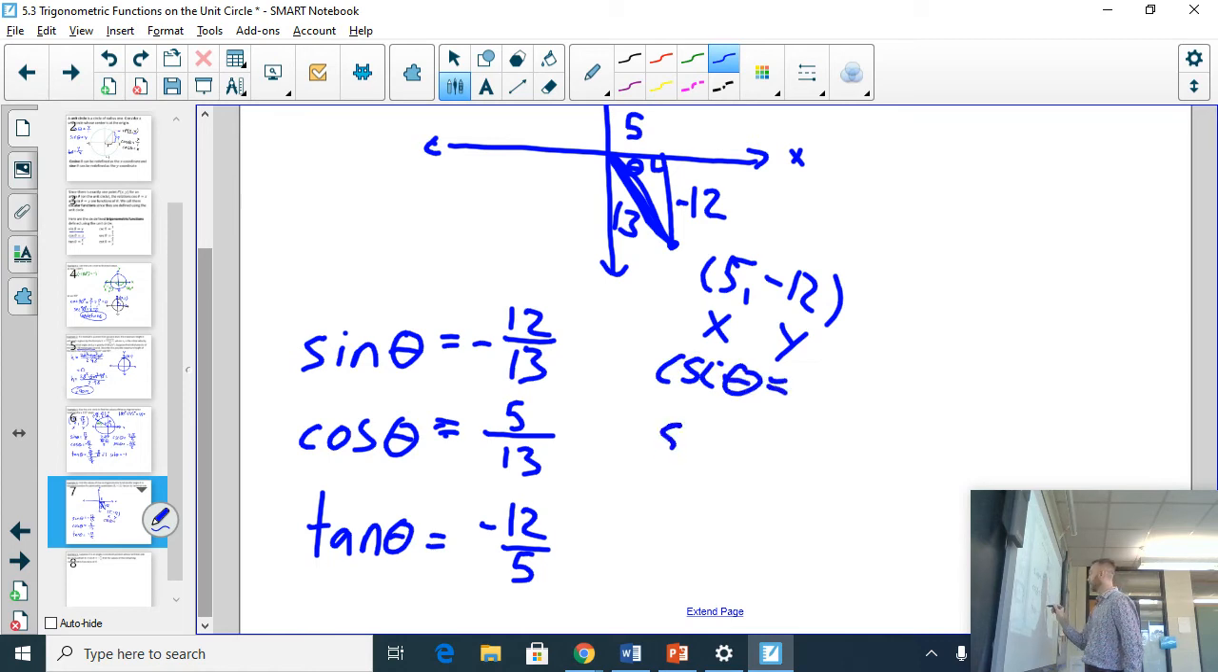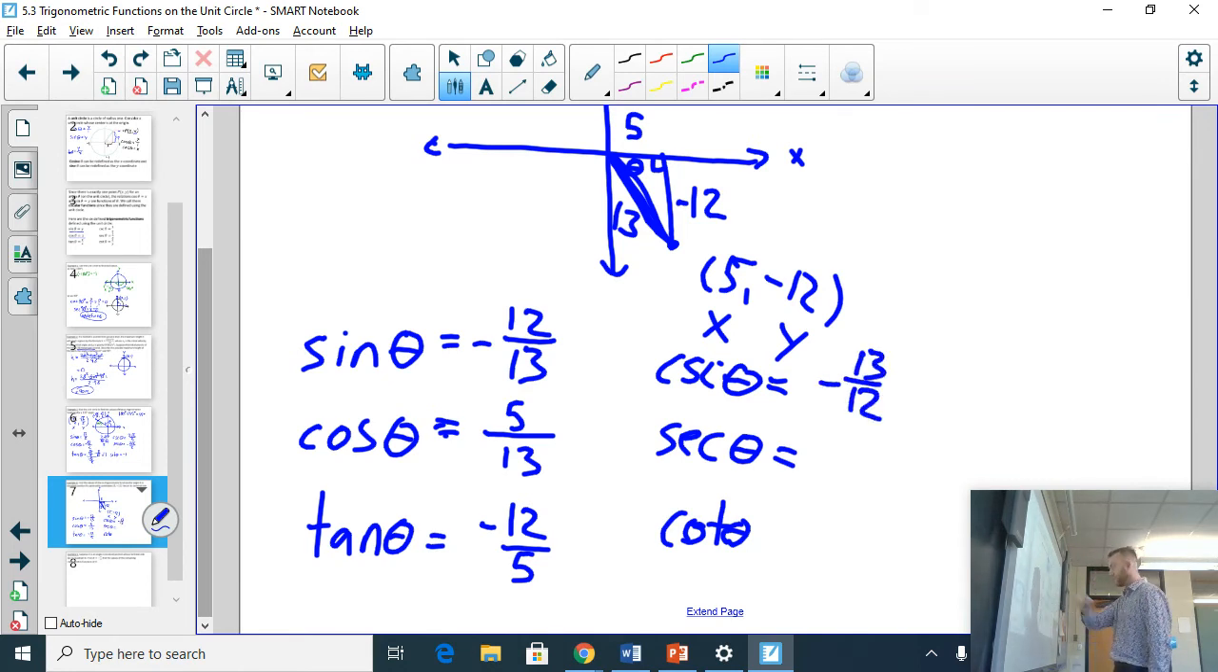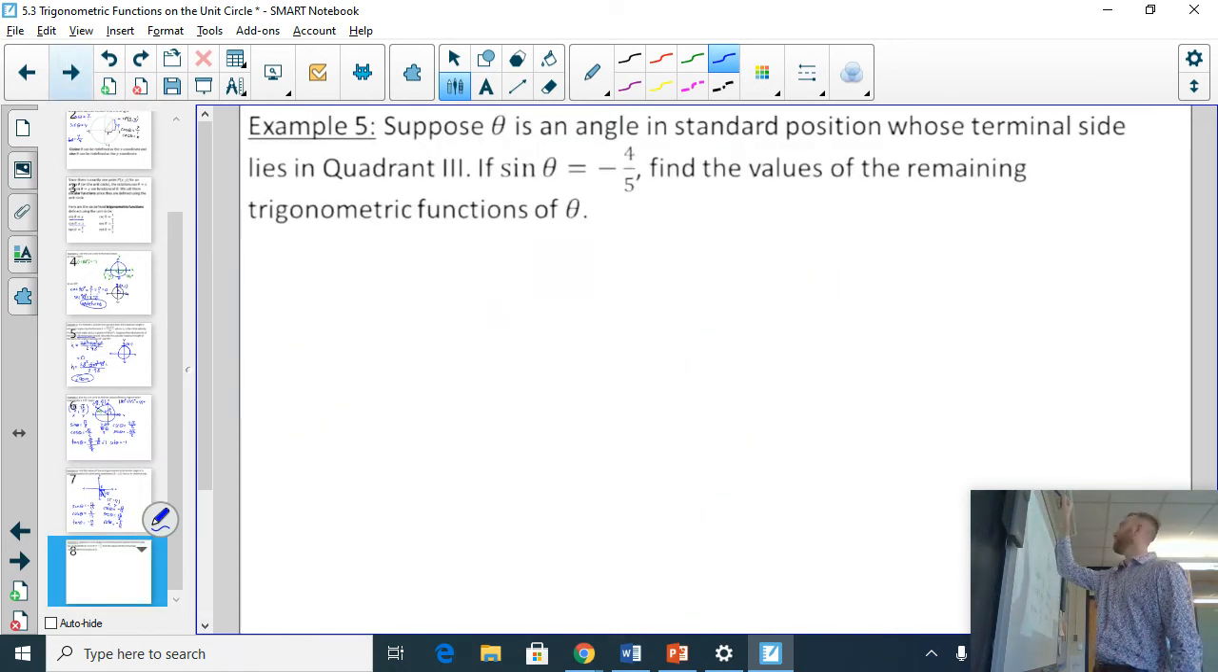And then from there, we can write the reciprocal ones. So cosecant of theta, we're just going to flip them, -13 over 12. Secant of theta, we're going to flip that one. It's going to be 13 over 5. And cotangent is going to be -5 over 12. All right, so not so bad.